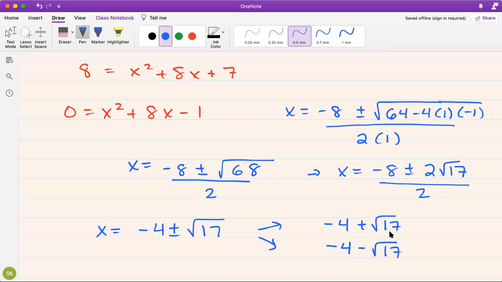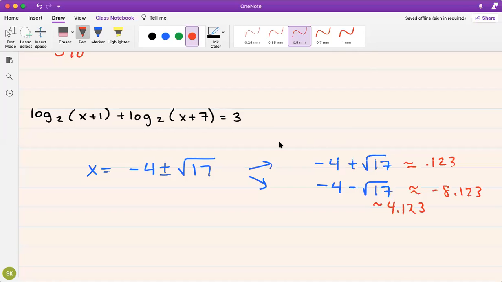So this -4 plus square root 17, well, square root 17 is about 4.123. So if you add -4 plus the positive version of this, you're going to get about 0.123. And if you subtract them, you're going to get about -8.123. And the reason I'm figuring these out, trying to get an estimate, is notice that this one is negative. So we're going to have to look back at the original problem and see if we can plug it into the logarithms.